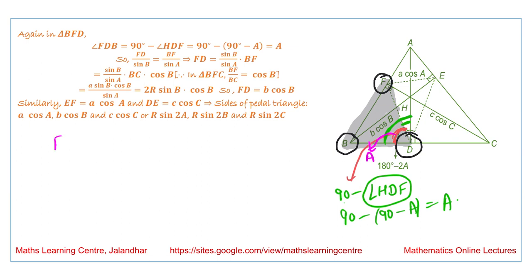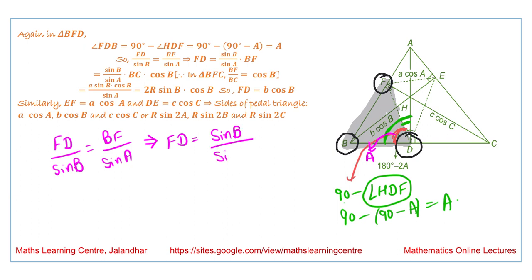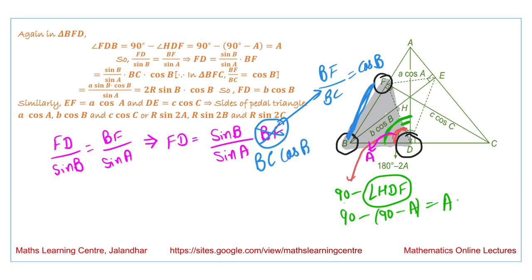So we write FD over sine B equals BF over sine A. This implies that FD is equal to sine B over sine A times BF. Now if we look at this length BF, we obtain that BF over BC is equal to cos B. So the value of BF is BC cos B.